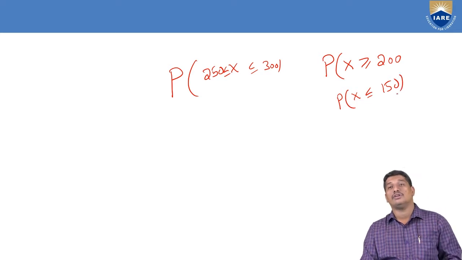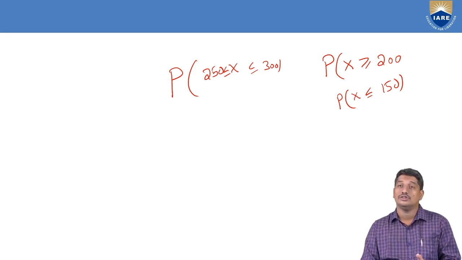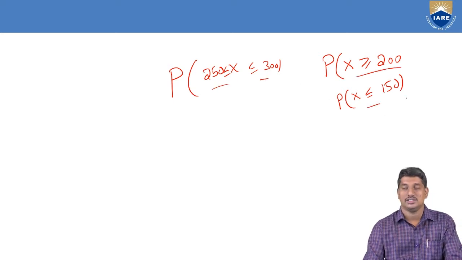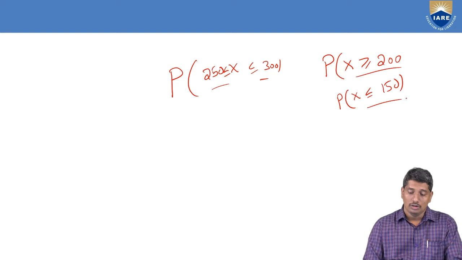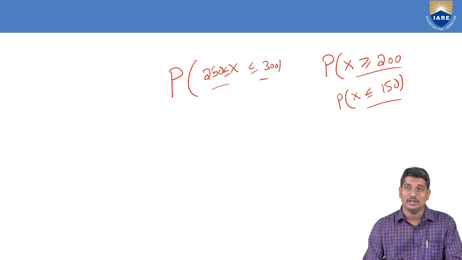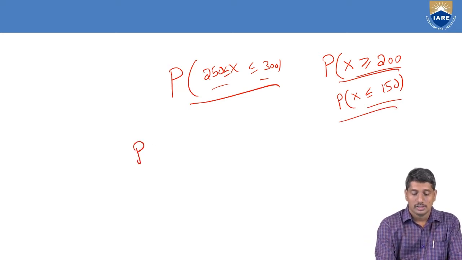So in general, in real situations, we have three cases. The first is that the score may range between two numbers, the second is exceeding a number, and the third is less than a number. While solving the probabilities, we'll use different formulae for different situations. For this case we'll have a different formula, for this case a different formula, and for this case a different formula. Let us look into those formulas.